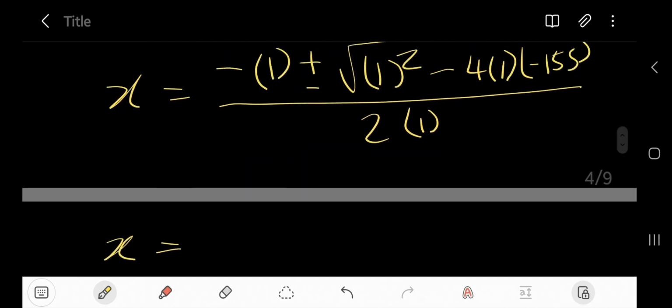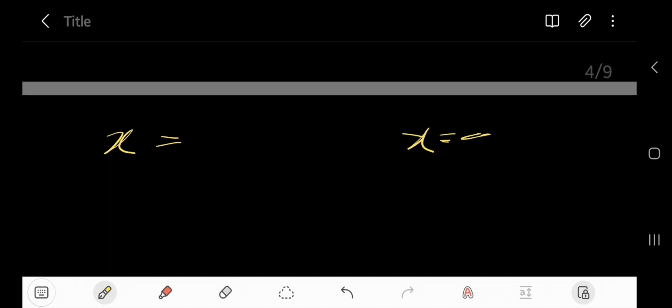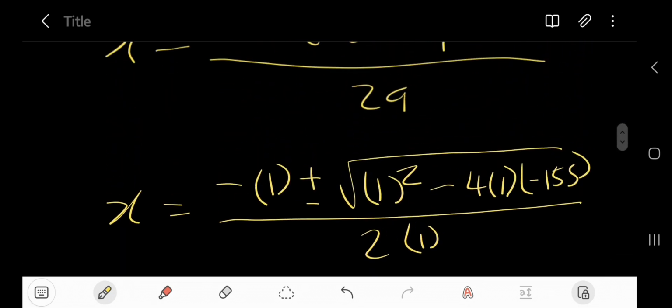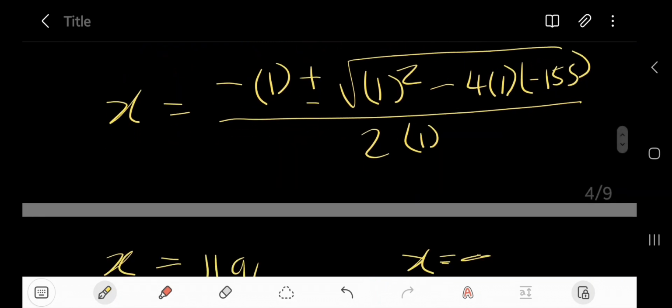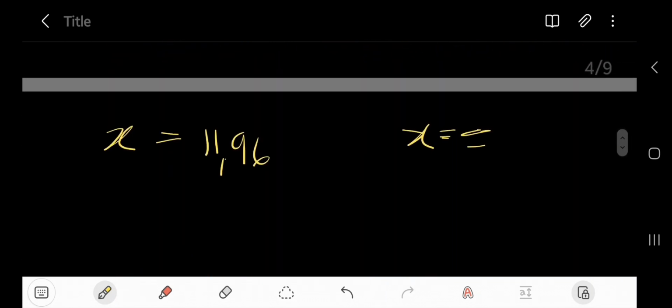x is equal to something and x is equal to something. I believe the other answer is going to be a negative answer, and we understand that speed cannot be negative. So we're just going to take the positive answer, which I believe is 11.96. Let me just verify with my calculator. Yes, indeed, it is 11.96, and the other value is negative 12.96.